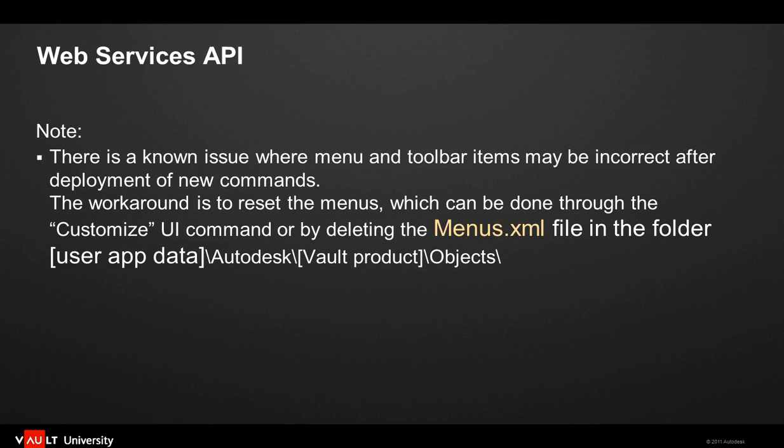Delete that file. You have to delete it when Vault Explorer is not running, so Vault Explorer is shut down. You delete Menus XML. Then when you bring up Vault Explorer, it will rebuild all of the menus and toolbars, and your command will show up. So that's the way to do it in code. So you could build it into your installer or something if you wanted to.